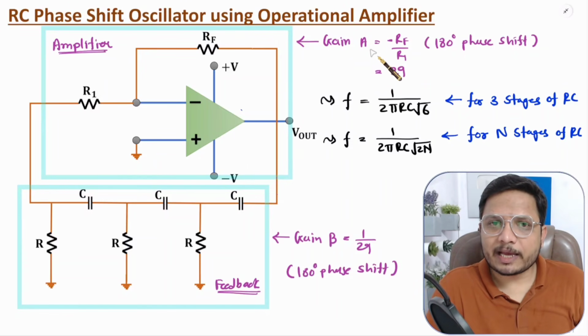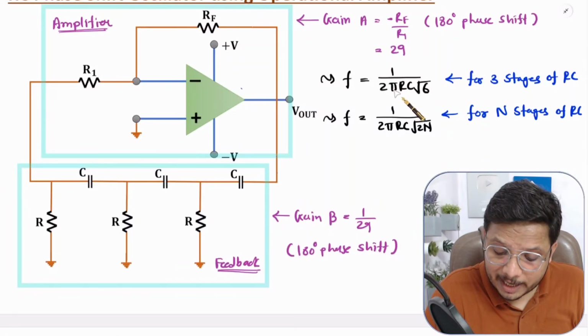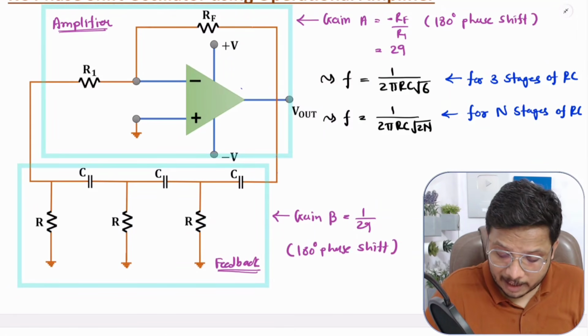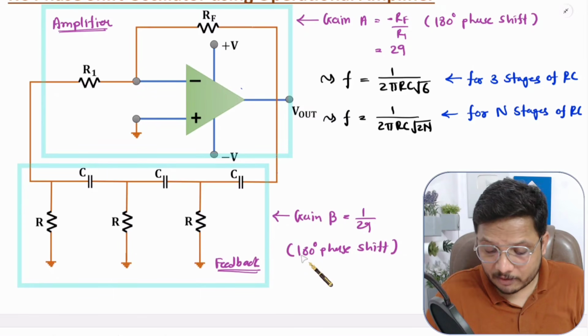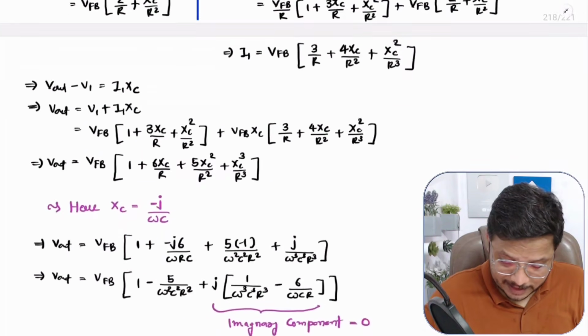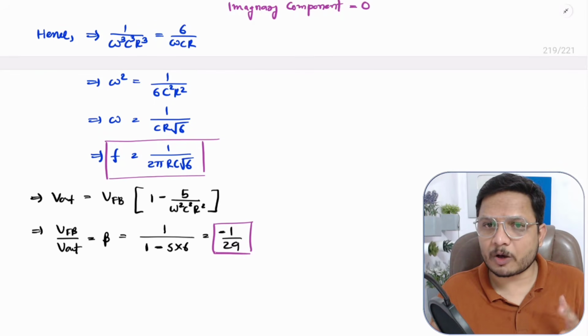So that is how we can identify all the values, like what is the frequency, that is 1 by 2 pi RC into square root of 6. And how gain beta, that is 1 by 29 over here, along with 180 degree of phase shift. That is what the case which I have derived over here. You can observe over here. I hope you have understood all those things.